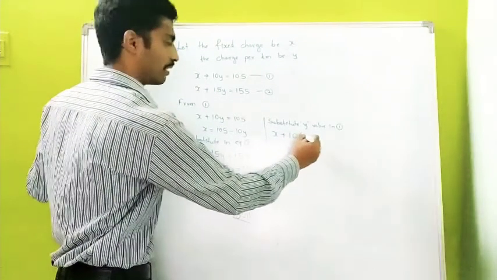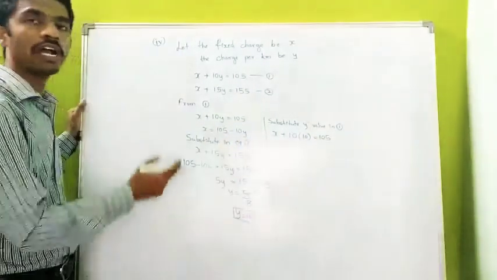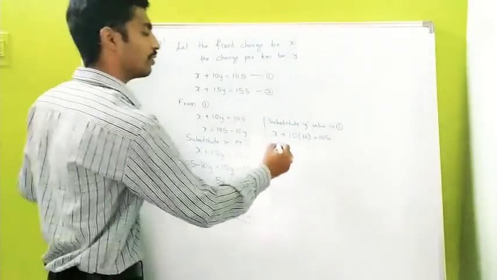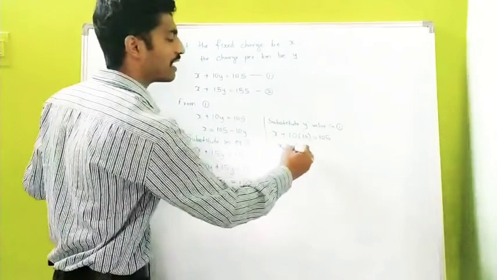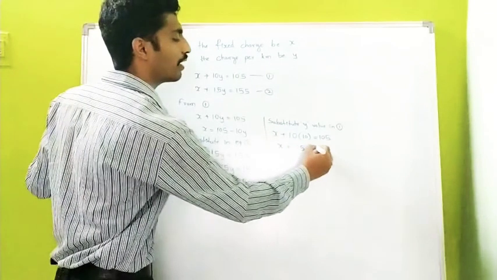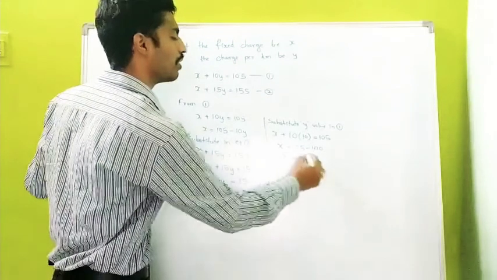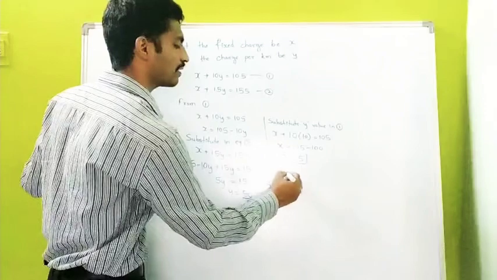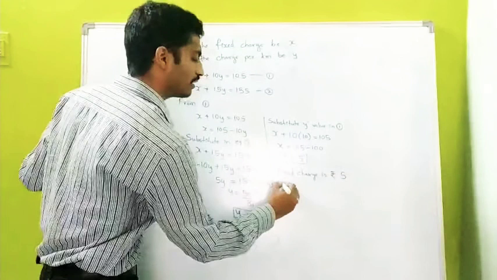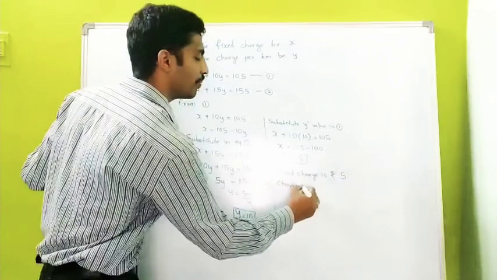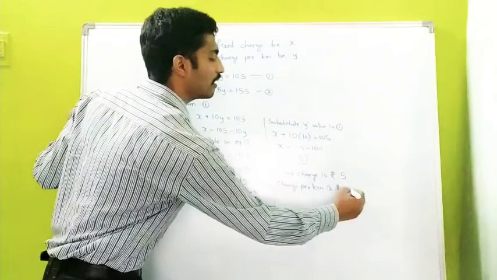10y means 10 into y equal to 105. So in place of y, I will write 10. y equal to 10, so x equal to 10 tens are 100. If you take it to the right side, it becomes minus. So it will be 105 minus 100. We will get 5. So x equal to 5. So the fixed charge is rupees 5 and the charge per kilometer is rupees 10.